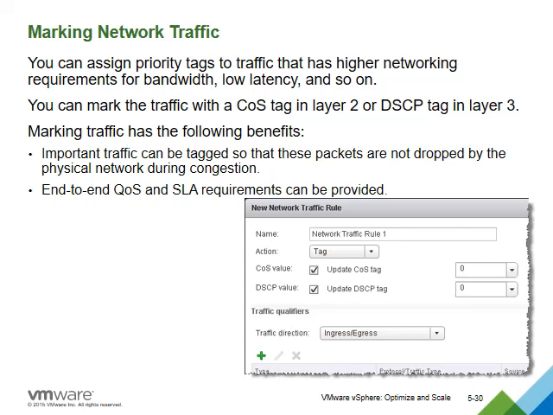Marking network traffic. We can assign priority tags to the traffic that has higher networking requirements for more bandwidth, low latency. It's the same as we were doing with the IP qualifiers. We can say for virtual machines by MAC address, by an IP address, same thing going on, but what we're going to do is we're going to tag it and then we're going to give it a class of service value and a DSCP value. The values are 0 through 7 for the class of service tag. It can be from 0 through 63 on the DSCP tag.